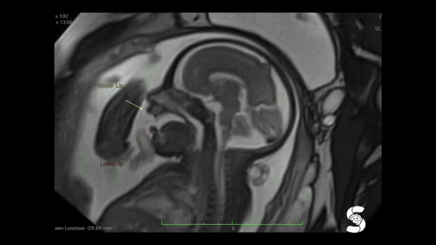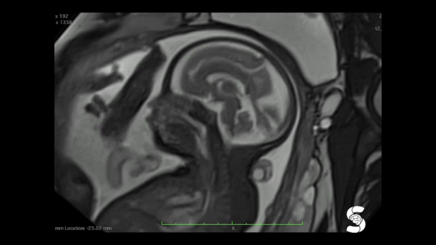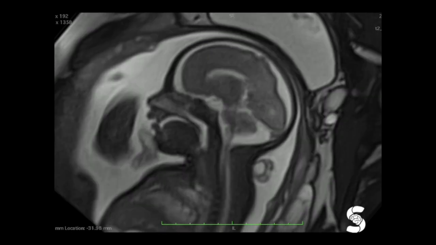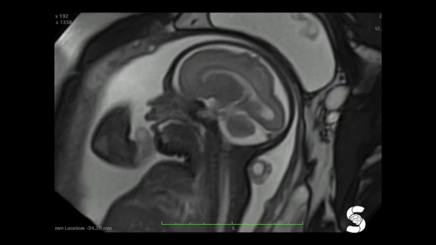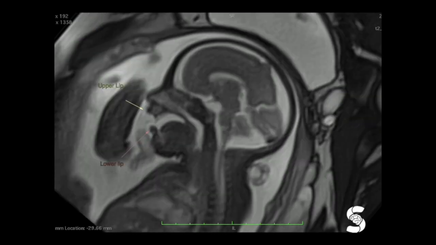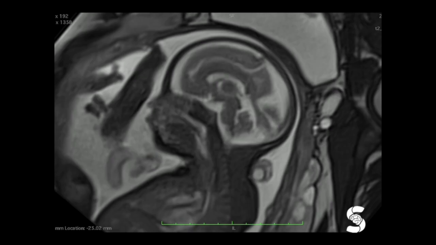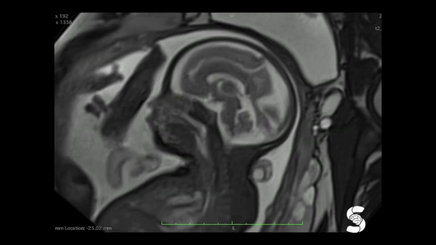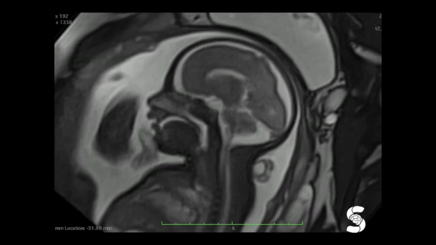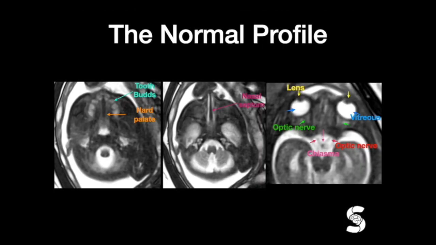The oropharynx and the nasopharynx are also assessed on the sagittal anatomic plane of the cervical region and are filled with T2 hyperintense fluid that is well visualized during swallowing. The trachea and esophagus can also be identified when filled with swallowed amniotic fluid. The alveolar arc with tooth buds and the hard palate are well identified in axial plane at the maxillary level.